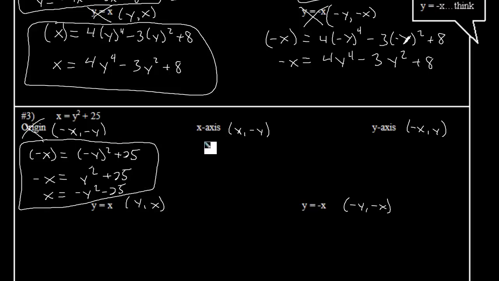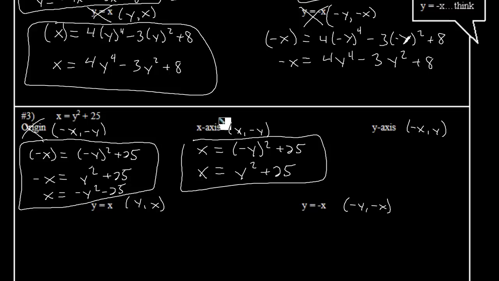For the x-axis, leave x, change y. Negative y squared is a positive y squared. That is identical to the original. Therefore, it is symmetric with respect to the x-axis.